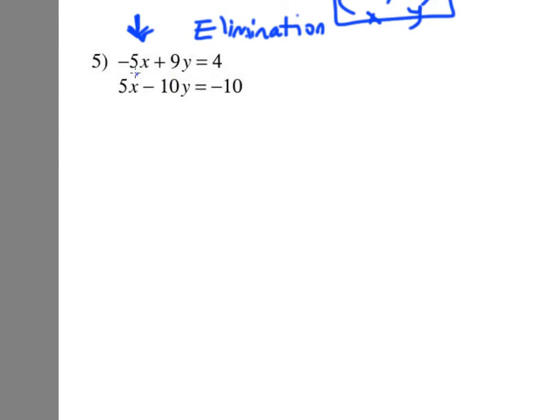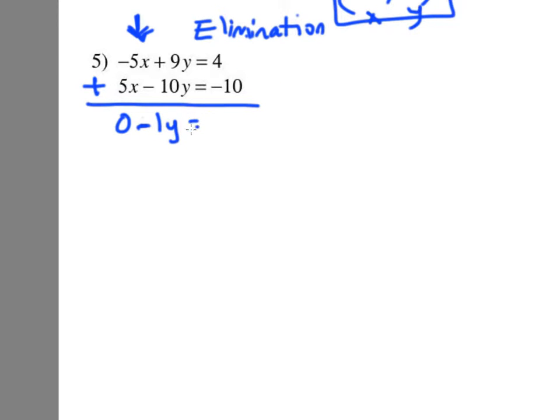So step 1, we're going to multiply to create opposites. We don't have to do any work because these are already opposites. Step 2, we're going to add straight down. That's going to give me a 0. It's going to give me a negative, let's see, 10 minus 9 is a 1, but it's a -1. So let me erase that. Sorry, that's going to be a -1y.